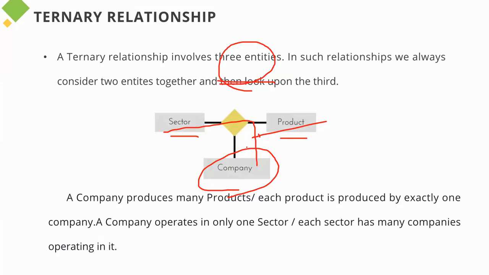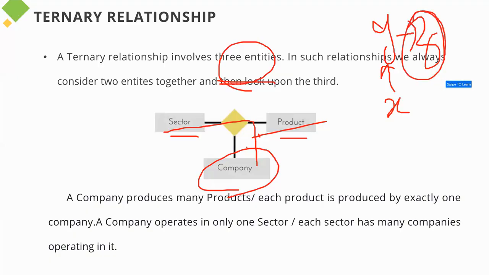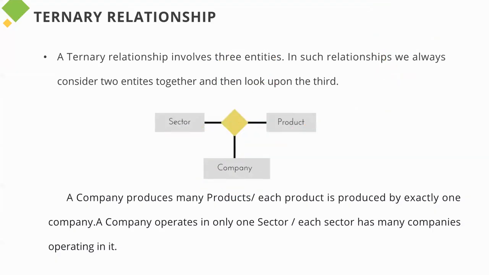For example, if you say a product X, this product X is from company Y, and this company Y belongs to sector Z, right? And in the Z sector you have multiple different companies which work in the sector. It may have any number, and this company Y also will produce many products, but we take the relationship correlation between these three. Okay, so this is how a ternary relationship works.